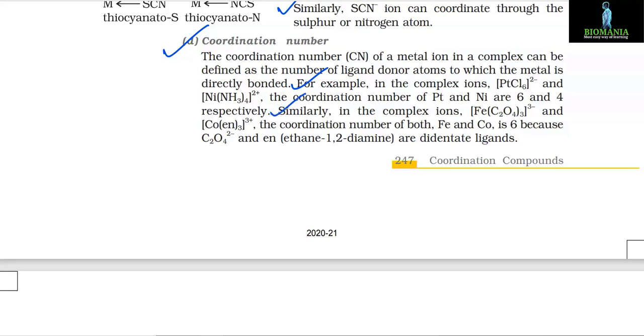Similarly, in the complex ions [Fe(C2O4)3]3- and [Co(en)3]3+, the coordination number of both Fe and cobalt is 6, because C2O4 2- and en, that is ethane-1,2-diamine, are didentate ligands.